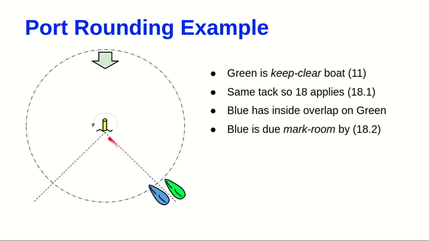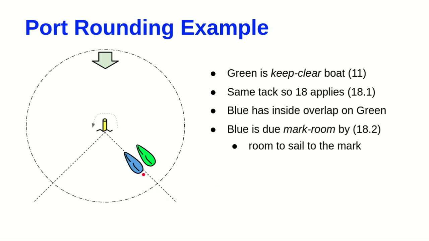Even though she hasn't quite laid it, there's nothing in the rule that says blue has to be above the lay line. So therefore, green must give blue room to sail to the mark. In this case, blue's sailing a little bit high and slow, losing a bit of ground to green, but green has to allow her to do that. She would have had to do that anyway because she's the keep clear boat, but 18 underlines that.